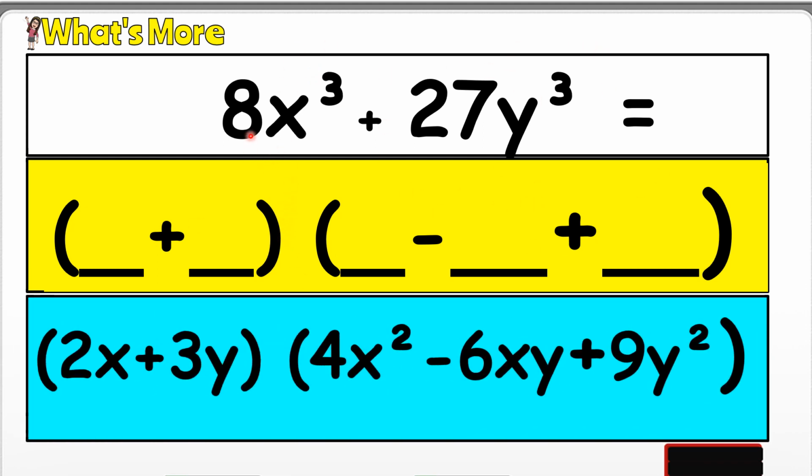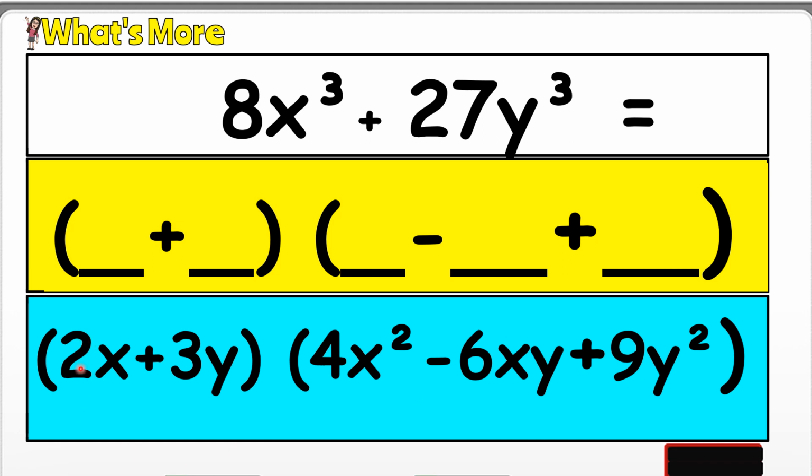Kunin mo lang yung cube root ng 8x cube. And the cube root of 8x cube is 2x. And then, kunin mo lang din ang cube root ng 27y cube. And the cube root of 27y cube is 3y. Okay? Again, make sure po na tama itong kinuha mong cube root nitong first and second term, kasi pag mali na to, magkakamali ka na sa terms nito. Okay, next is the second parenthesis mo na nagko-consist ng 3 terms, kasi doon ka nakukuha ng ilalagay mo dito.